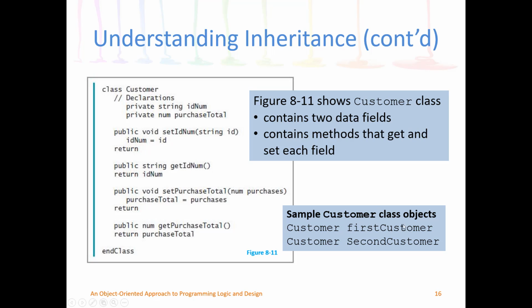And I can create class objects like I did before. First customer is a customer. So there's my object, first customer, from class customer. Second customer is an object, and it also comes from class customer.